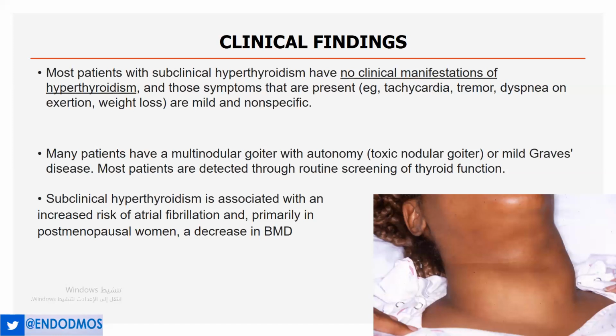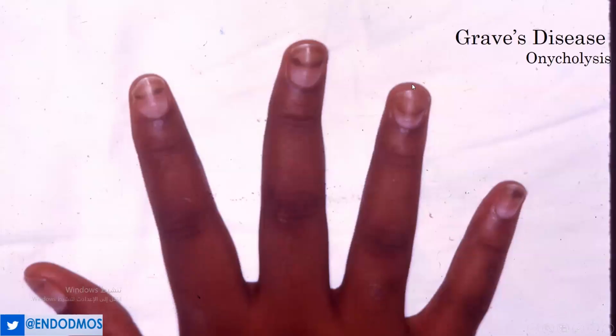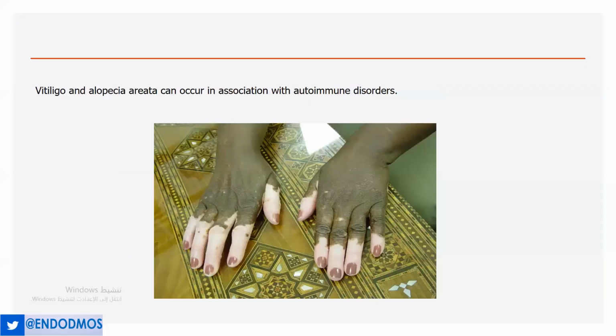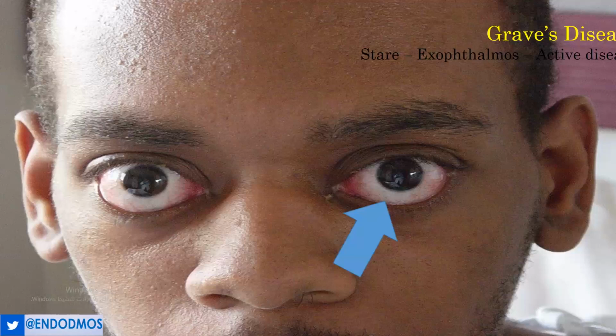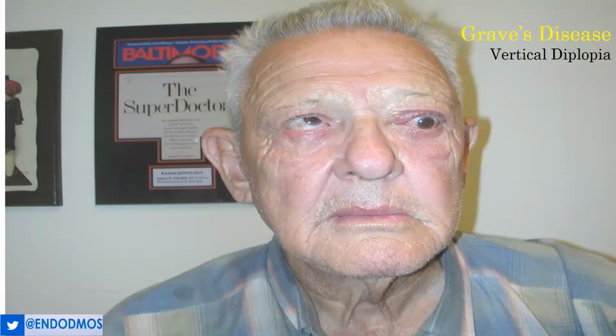Subclinical hyperthyroidism is associated with an increased risk of AF and, in postmenopausal women, decreased BMD. This is the usual manifestation that may be seen, as we discussed before. Again, maybe onycholysis, maybe vitiligo, alopecia, because usually it is associated with other autoimmune diseases; stare, lid lag, lid retraction, ophthalmopathy are also seen. If you are seeing the sclera below the iris, it means the patient has exophthalmos. But if you see it above, it means the patient has lid lag. Diplopia can also be seen, either vertical or horizontal.